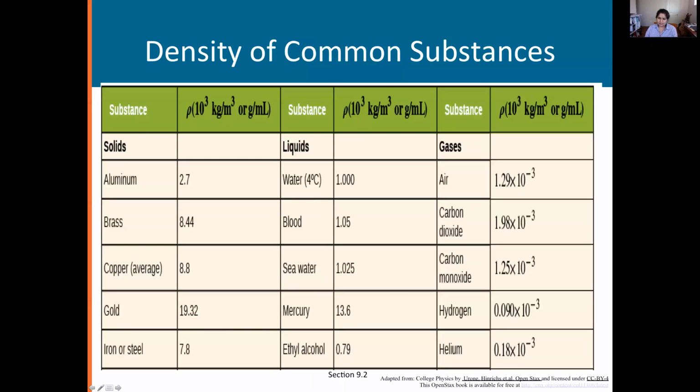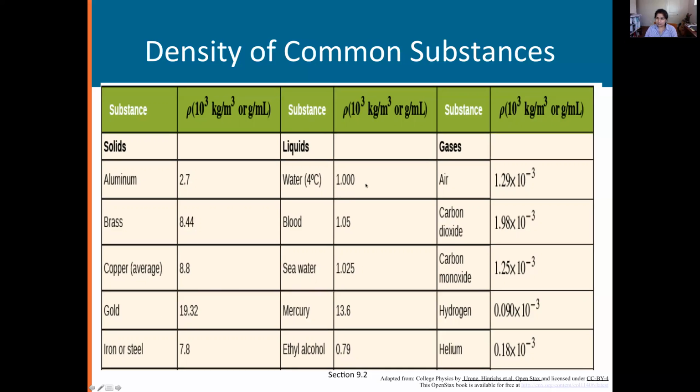So here are some typical densities for solids, liquids, and gases. These are gases, these are liquids, and these are solids. And all of these numbers are written in the same units of 10 to the power 3 kg per meter cubed, or gram per centimeter cubed. And we see that the solids, let's say brass is 8.44, gold is 19.32, are typically higher than liquids like water. It's 1 gram per cc, or 1,000 kilogram per meter cubed at 4 degrees Celsius. It's a good number to know.